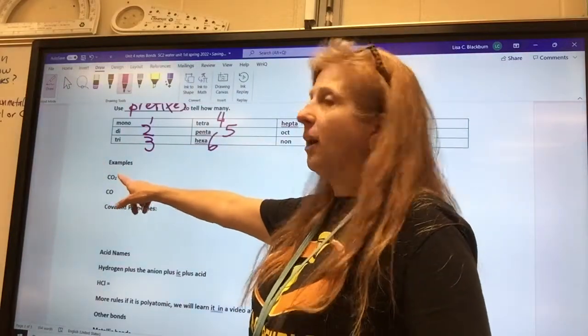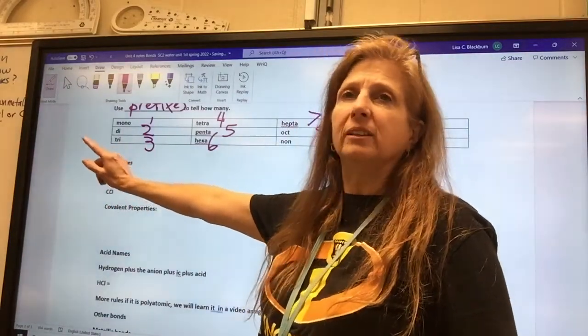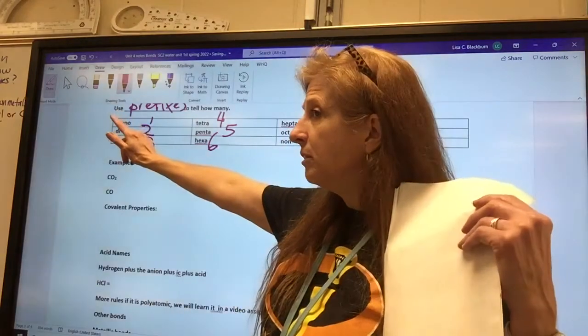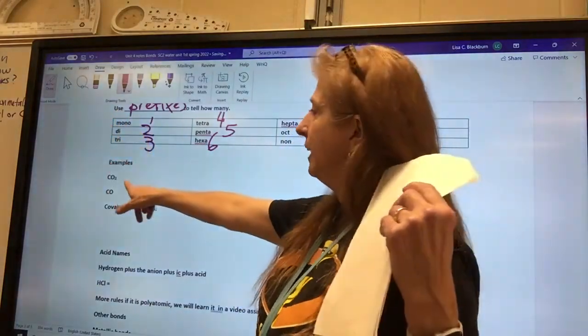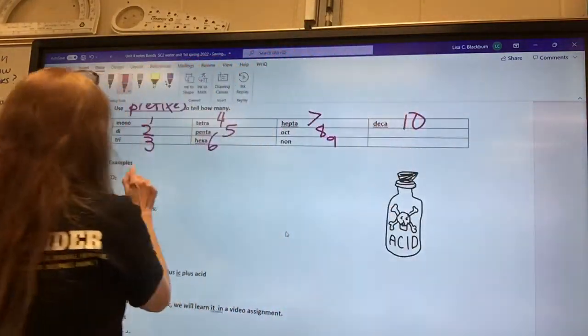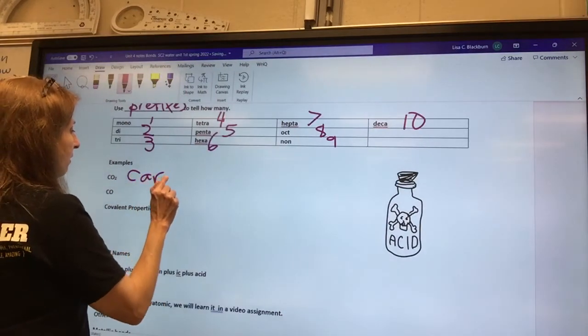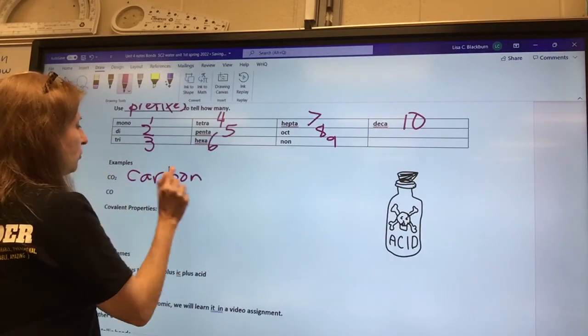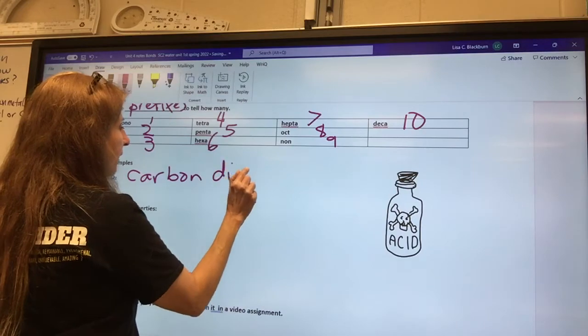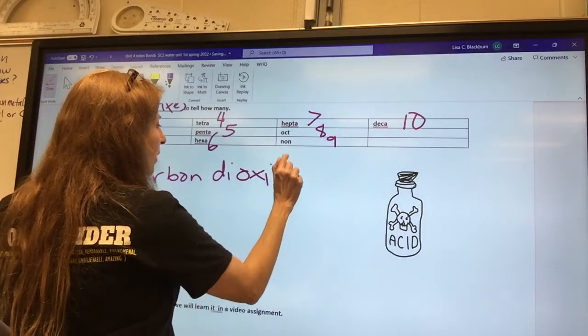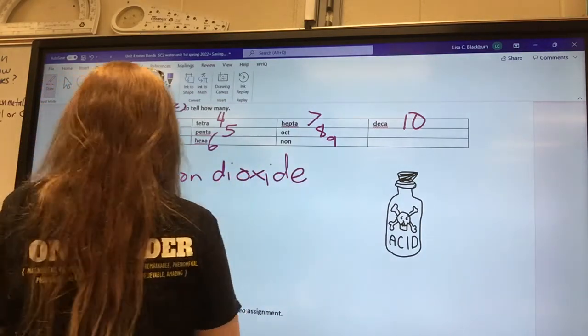But there are two oxygens, so it's carbon what? You breathe it out. How many? Carbon dioxide. Does that make sense? Yes. So you use the prefixes on the second one. But on the first one, you don't use the prefix if it's mono.